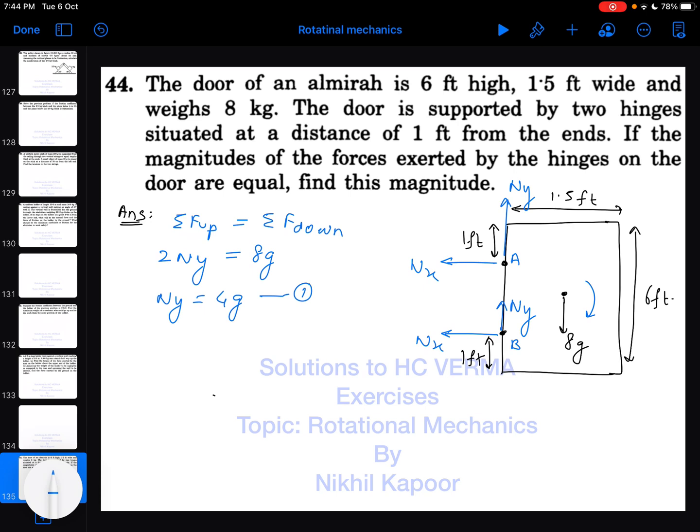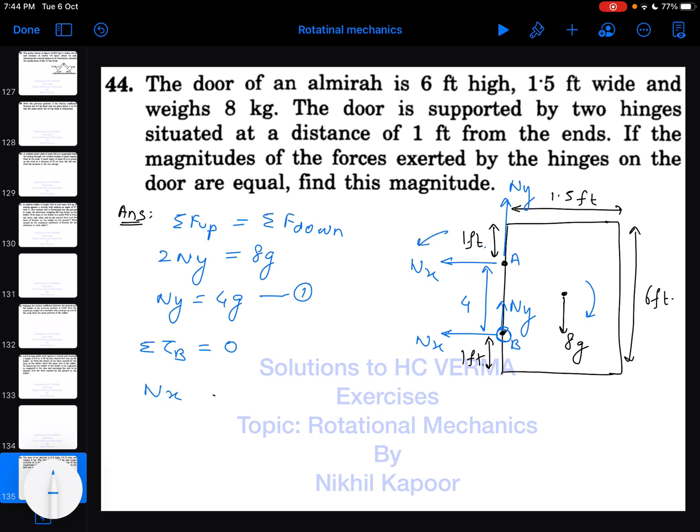Second, the torque should balance by the horizontal forces. So therefore the sum of the torque about point B or about point A must be 0. So I am taking torque about point B. So the torque due to Ny and Nx about point B is 0. While this is 1 feet, this is 1 feet. So obviously this distance is 4 feet.